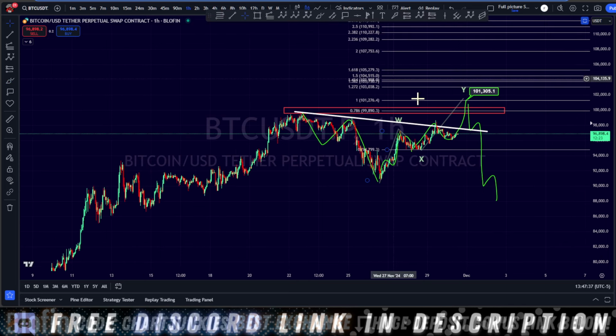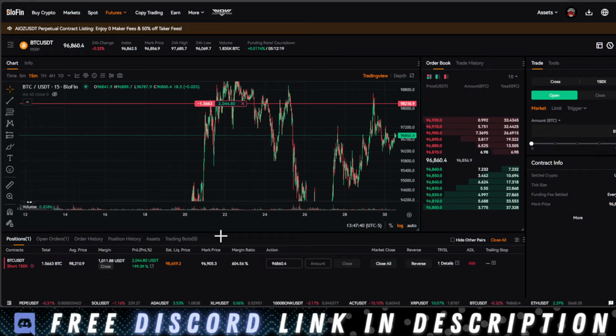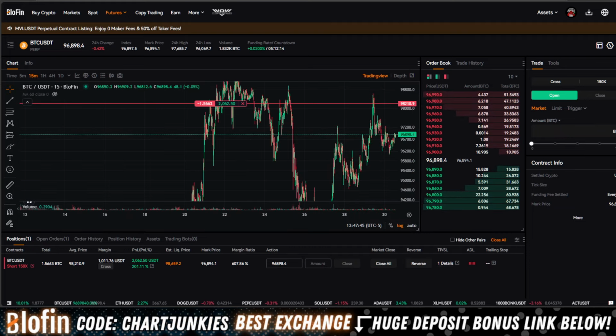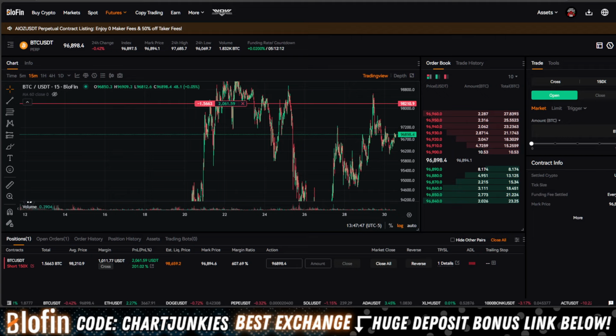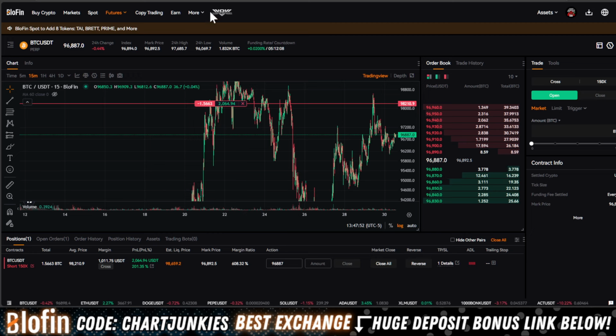First situation, first scenario, which I am not playing. I will show you the count that I am playing. I am quite literally short over on Blofin right now, as you can see. And I will show you the count that I am playing and the reason why I am short. Right there. Boom. In a moment. So stick with me.